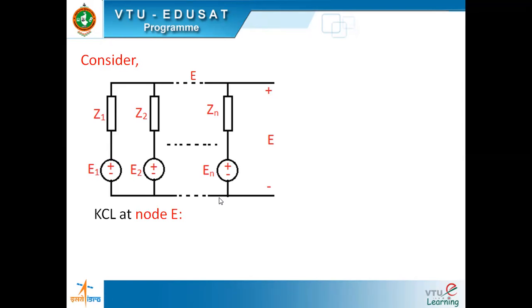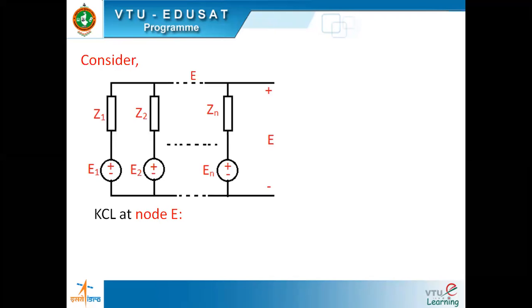Now we have to apply KCL. How many branches are there? There are N number of branches. How many currents should be flowing? If N branches are there, we need to have N currents. After we say we have N currents, the next question we need to ask ourselves is: how many among those N currents are entering and how many are leaving?